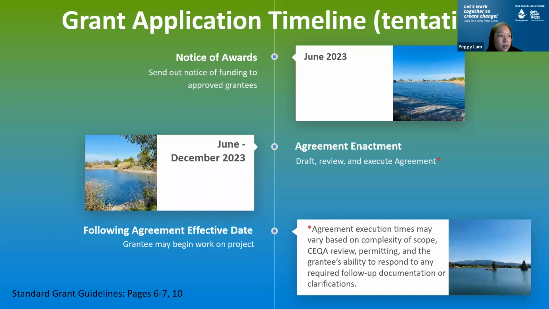During this time, both of the parties will need to sign off on the agreement in order to execute the agreement. And this time varies due to the complexity of each proposal scope, the CEQA review, permitting, and the grantee's ability to respond to any required follow-up documentation or clarifications. And then following the agreement effective date, that's when you can officially begin working on the project. And yeah, that would be the first day that you can begin requesting reimbursement as well.